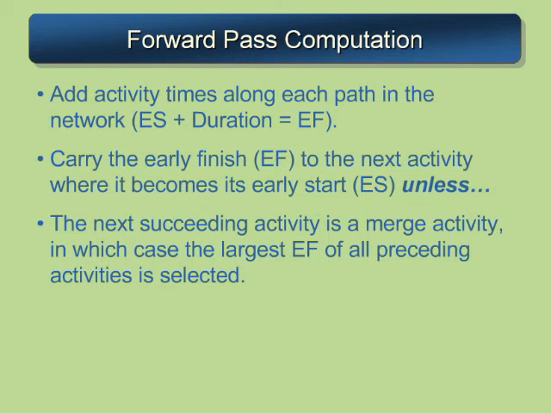But before we go ahead and do the backwards pass, let's just reiterate what happened in the forward pass computation. We added the activity times along each path in the network. We took the early start plus the duration of that activity to get the early finish. We carried the early finish to the next activity where it became its early start, unless the next succeeding activity was a merge activity, in which case we used the largest early finish from all preceding activities. So these things you'll have to try on your own to really get practice on.